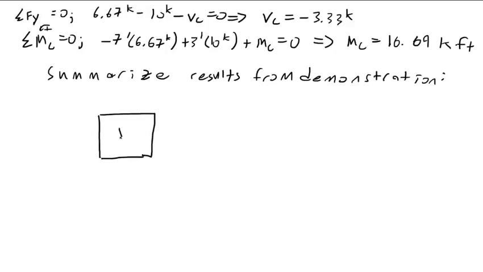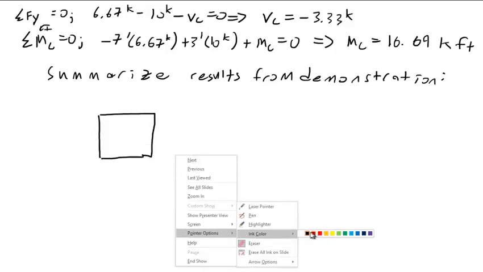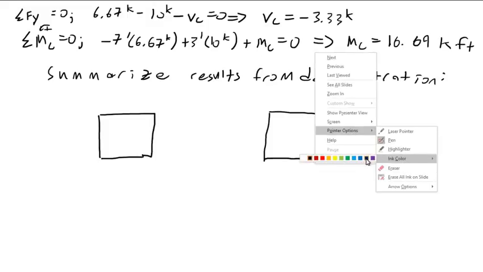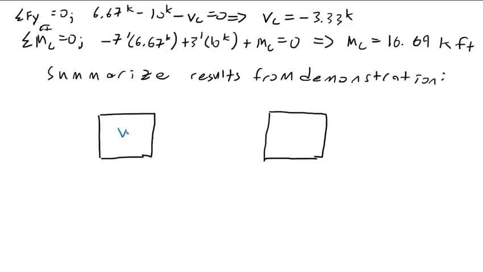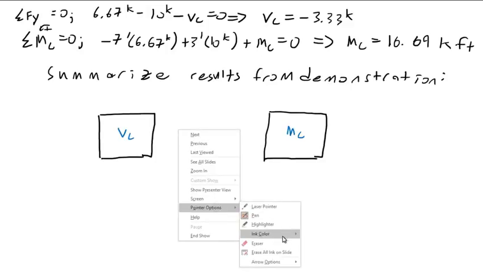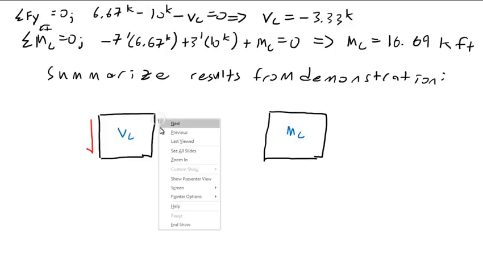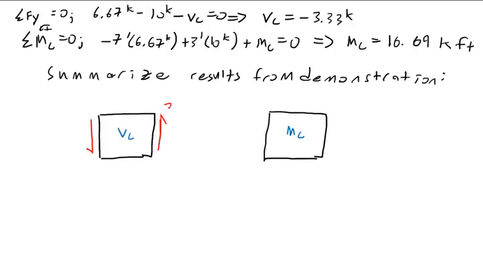So we're going to have, let me do this a little bit differently. Use more colors. So I'm going to have one block for MC and one block for VC, and these will be correspondingly opposite. These correspond to each other. 3.33 kips, 3.33 kips.